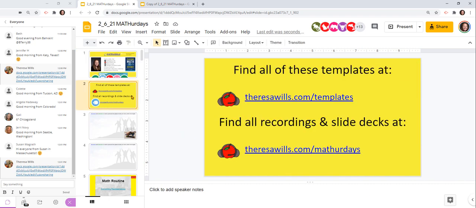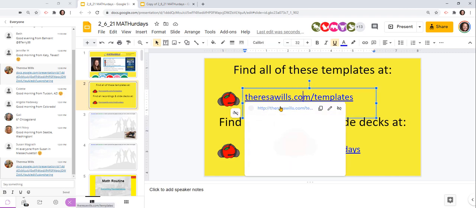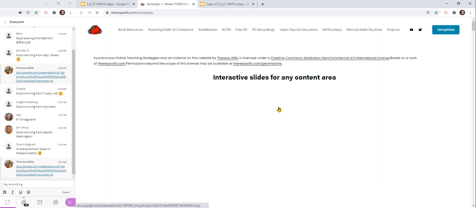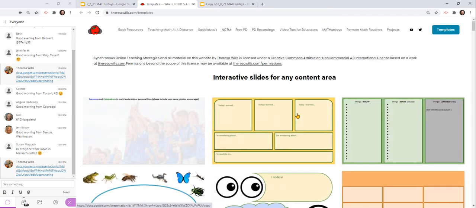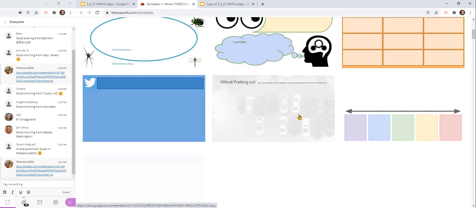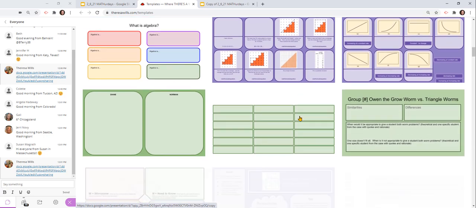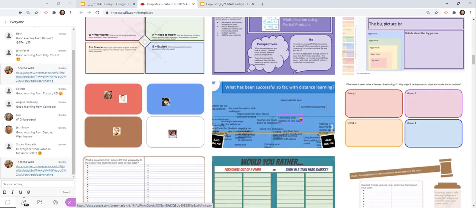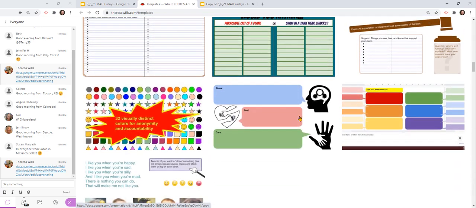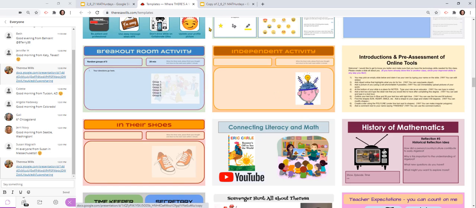And then on slide 2, I've got that Mathurdays link also, but the templates link. And this is where you will find lots and lots of templates. You'll notice that they're relatively blank. This is room for students' learning and not necessarily for what I write in there. So those are there.